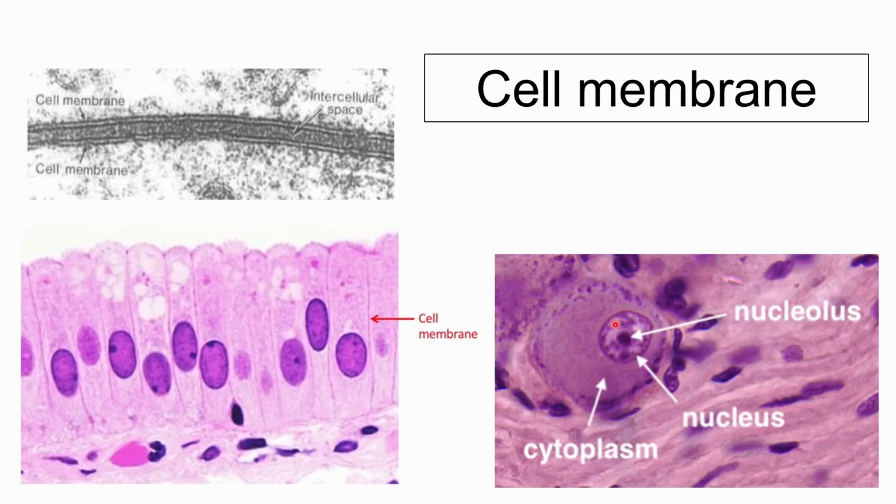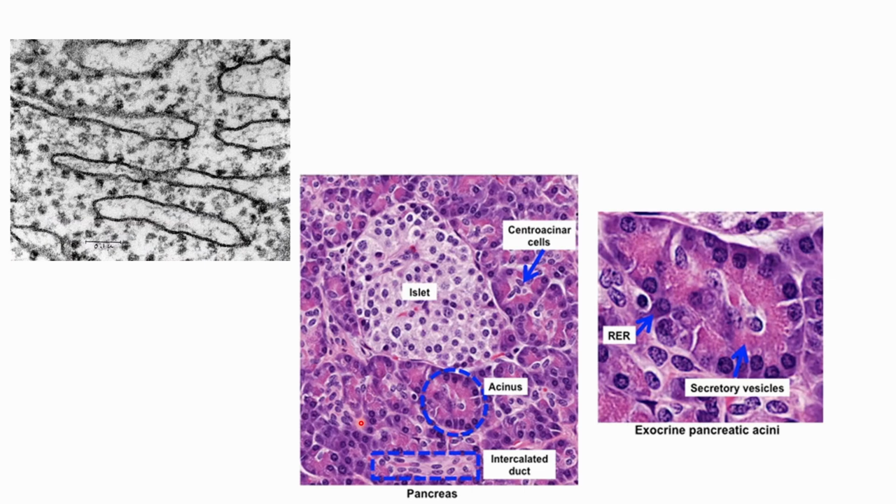So for example, the cell membrane. In this photo, this is taken under the electron microscope. That's why we can still see the really specific subparts such as the bilayer, the intercellular space, the pores, etc. But under the light microscope, we can only see it as faint dark lines, and sometimes you cannot even see it.